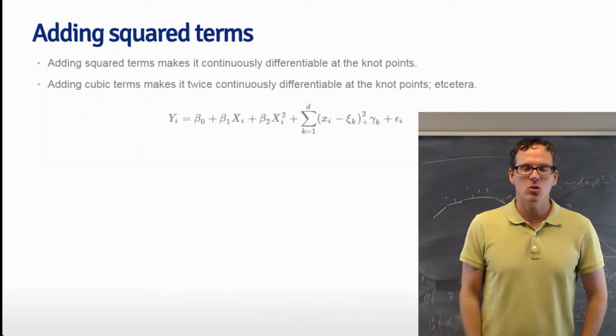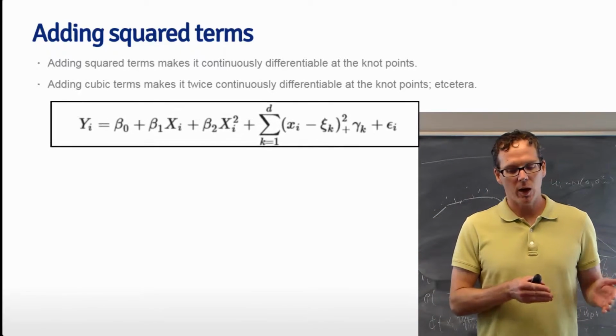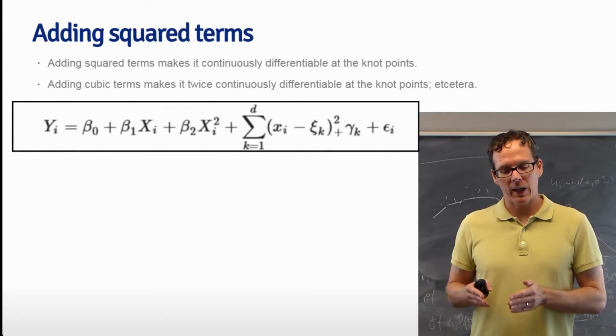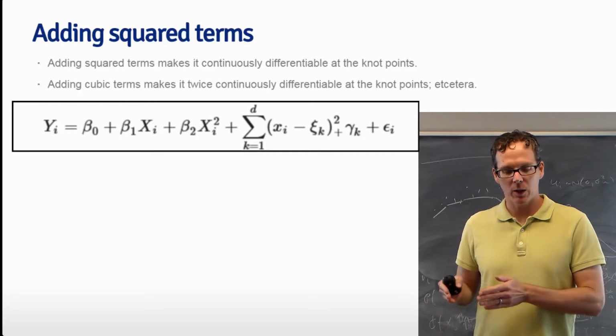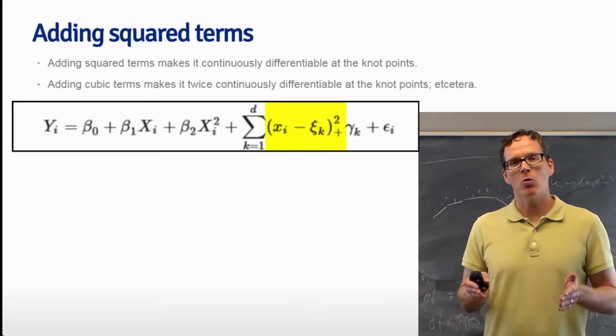Instead, it looks like we're drawing a smooth curve. And it's very easy to just add squared terms is all we have to do. So now our function is y equals beta naught plus beta 1 x plus we add a squared term, beta 2 x squared. And then you see we're using our same function as before, only we're squaring it.